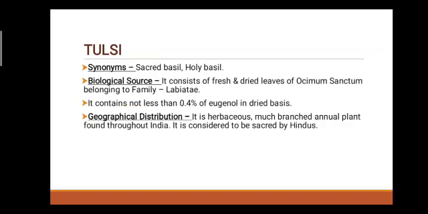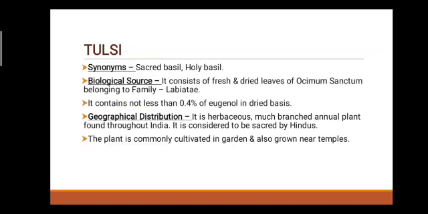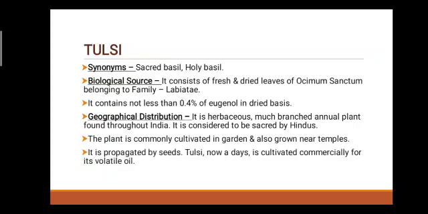Geographical distribution: it is a herbaceous, much branched annual plant found throughout India. It is considered to be sacred by Hindus. The plant is commonly cultivated in gardens and also grown near temples. It is propagated by seeds. TULSI nowadays is cultivated commercially for its volatile oil.